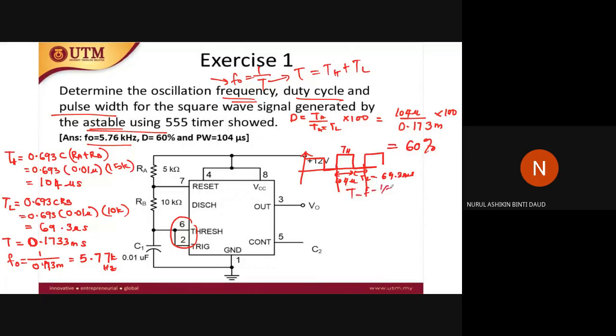All right. If you look here, another additional information that I want to tell you. Usually, it is hard to get a duty cycle below 50%. Okay, it is very hard to get a duty cycle below 50%. Why?